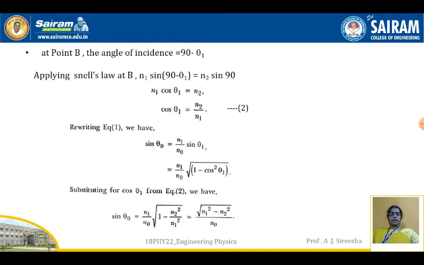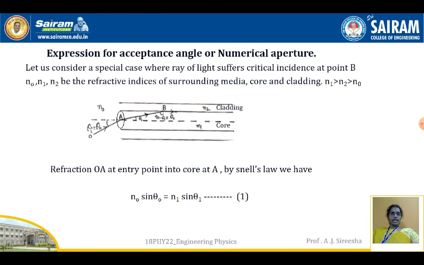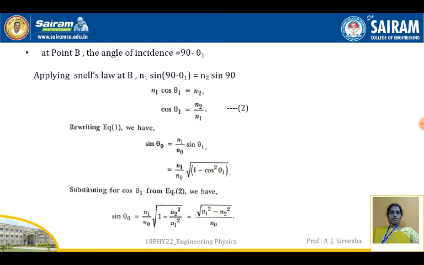Next, at point B, the angle of incidence is equal to 90 minus theta 1. Applying Snell's law at point B, N1 sin of (90 minus theta 1) is equal to N2 sin 90. Since we have taken the critical angle of incidence at point B, 90 minus theta 1 is the angle of incidence at B and the angle of refraction is 90 degrees. So N1 sin of (90 minus theta 1) is equal to N2 sin 90. Sin of (90 minus theta 1) is cos theta 1, so N1 cos theta 1 is equal to N2, since sin 90 is 1.